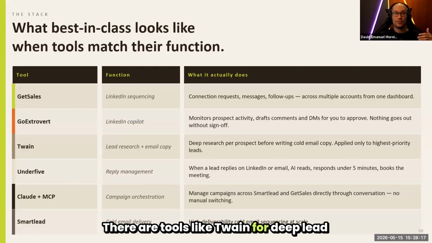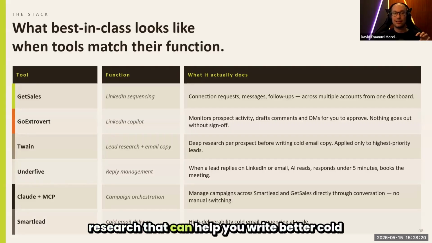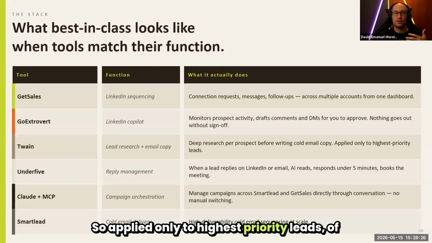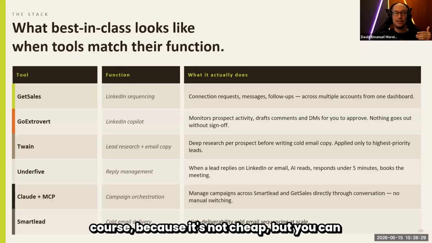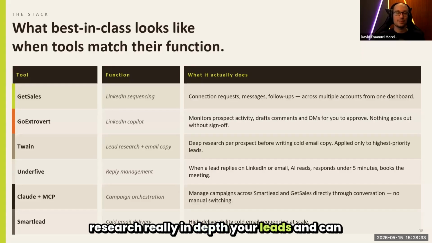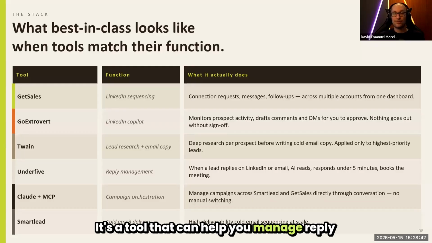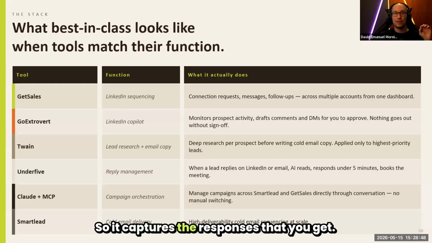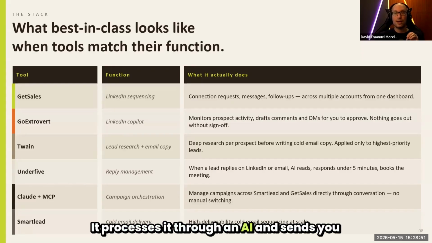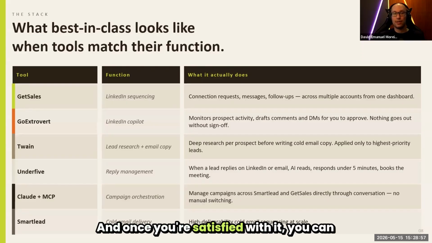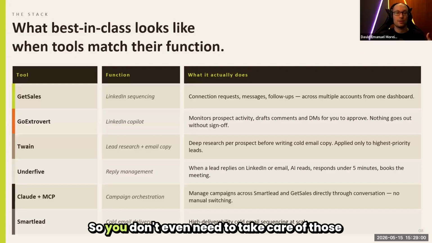There are tools like Twain for deep lead research that can help you write better cold email copy. It's applied only to highest priority leads, of course, because it's not cheap, but it can research your leads really in depth and help you stand out from the crowd. Other tools might be Under5 as well. It's a tool that can help you with reply management on LinkedIn or cold email. It captures the responses that you get, processes them through an AI and sends you back the response so you approve or change it. And once you're satisfied with it, you can start running on autopilot so you don't even need to take care of those responses.